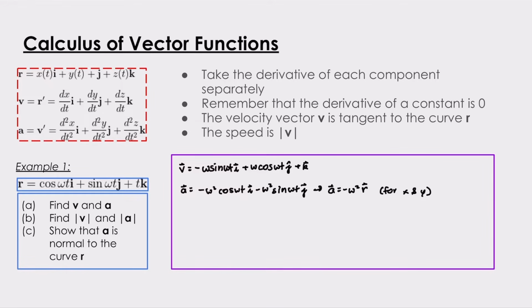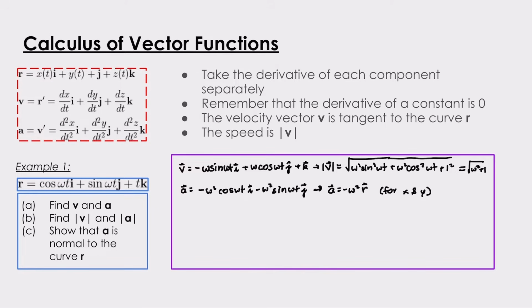So part B, find the magnitudes of them. For the magnitude of the velocity vector, it would be the square root of the sum of the squares of each component. So it'd be omega squared sine squared omega t plus omega squared cosine squared omega t plus 1 squared, right? And then this portion over here just becomes omega squared, because sine squared plus cosine squared by Pythagorean identity is just 1. So then for the magnitude, we get the square root of omega squared plus 1, because of course the 1 squared is just 1.